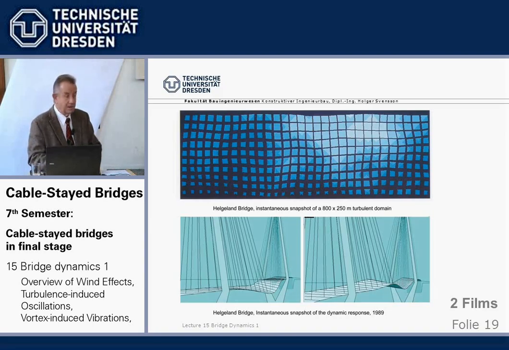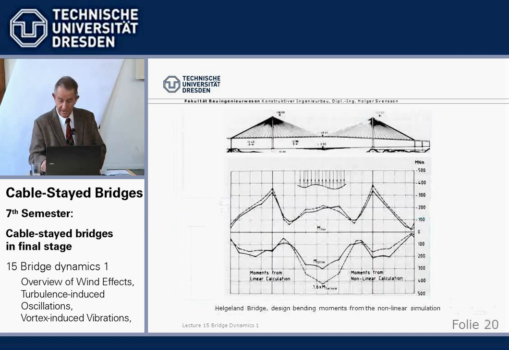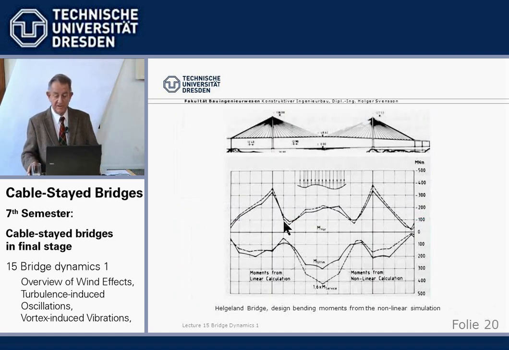Now, the computer can give us a moment envelope, the biggest moment at any place from all these, say, 10 time history runs, and we can introduce nonlinear characteristics into the beam. For example, if we have cracked concrete, the stiffness goes down and the frequency changes, but the moments are also reduced. And all this has been done here with the Helgeland Bridge.